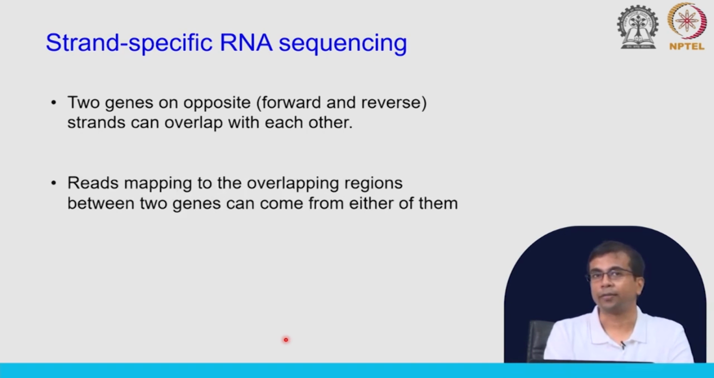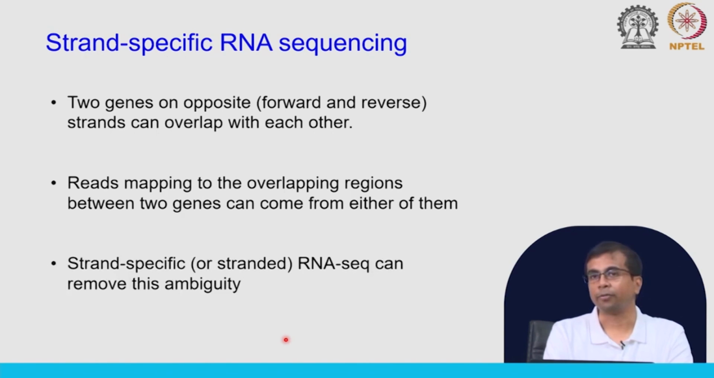If you have reads mapping to the overlapping regions between two genes, the read can come from either of them, and we cannot determine this with normal RNA sequencing. This is where you can do strand specific or stranded RNA sequencing. It can remove this ambiguity and measure the expression levels of these genes much more accurately, because you can now resolve these reads much better. So, how does this work? How do you do strand specific RNA sequencing?